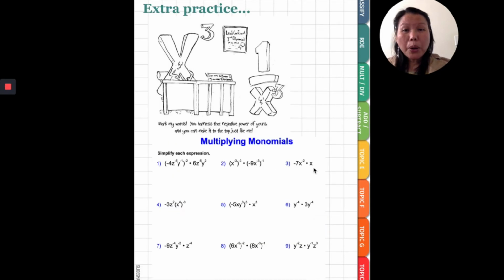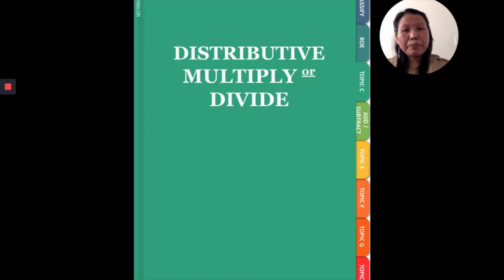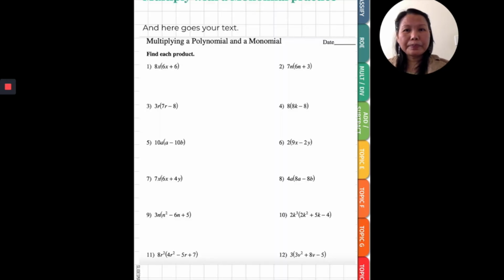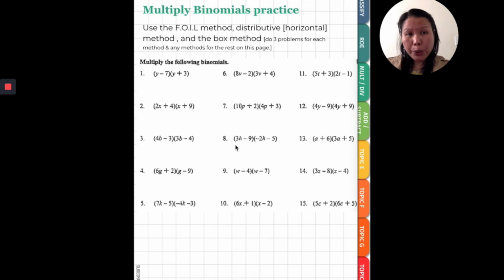Extra practice, mostly on this page though, is practice with the negative exponent. Distributive, multiply or divide. Okay, first we are multiplying a monomial, which is one term, with the one in the parentheses, the binomial, 2 terms. And some of the problems, starting with number 9, 10, 11, and 12, have a one-term monomial multiplied by a trinomial, which is 3 terms. Multiply binomial by binomial. Binomial means 2 terms, 2 by 2.